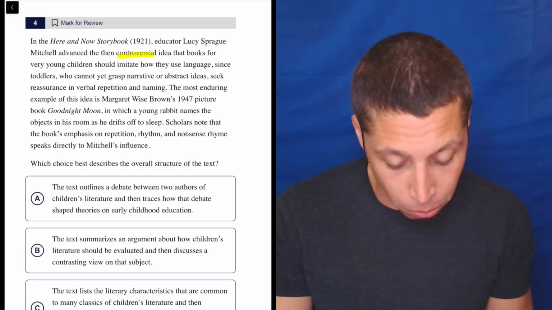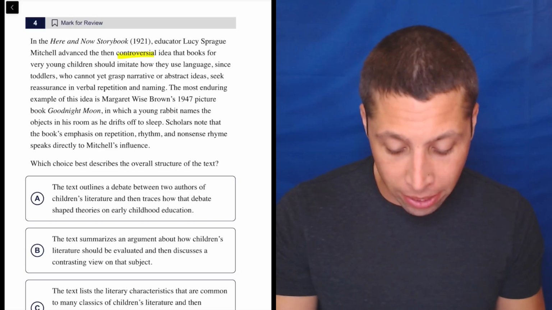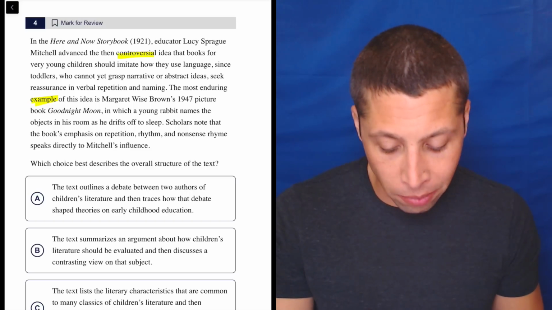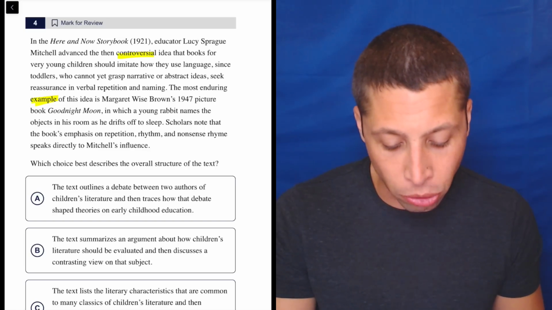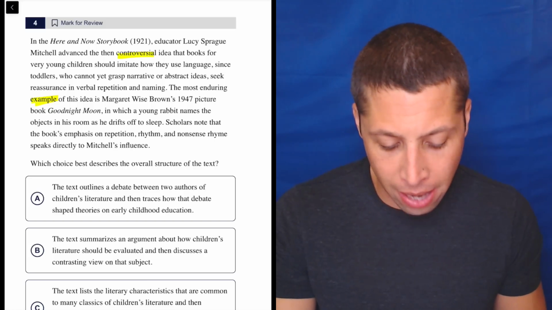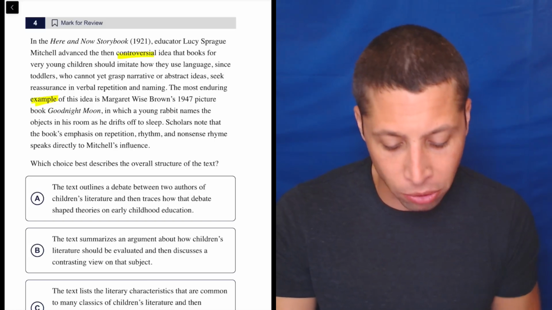Maybe controversial is important. The most enduring example of this idea is Margaret Wise Brown's 1947 picture book Goodnight Moon, in which a young rabbit names the objects in his room as he drifts off to sleep. Scholars note that the book's emphasis on repetition, rhythm, and nonsense rhyme speaks directly to Mitchell's influence.